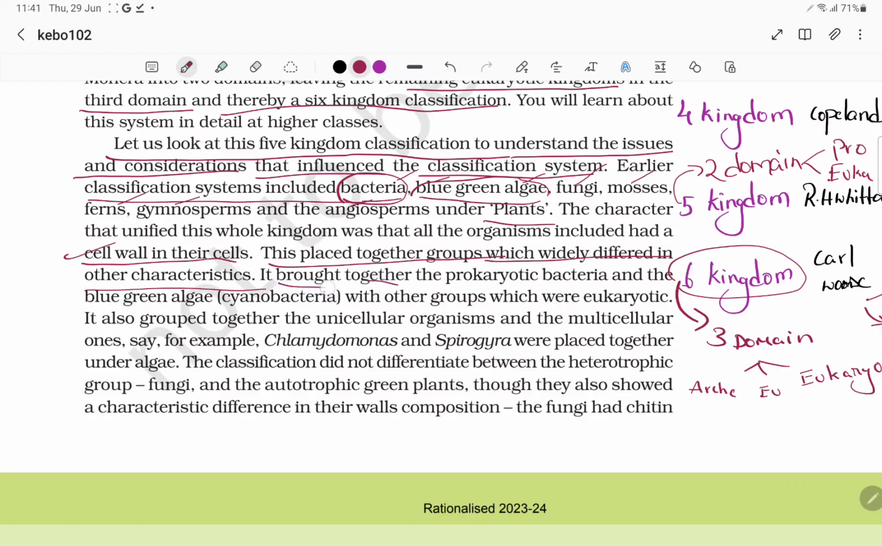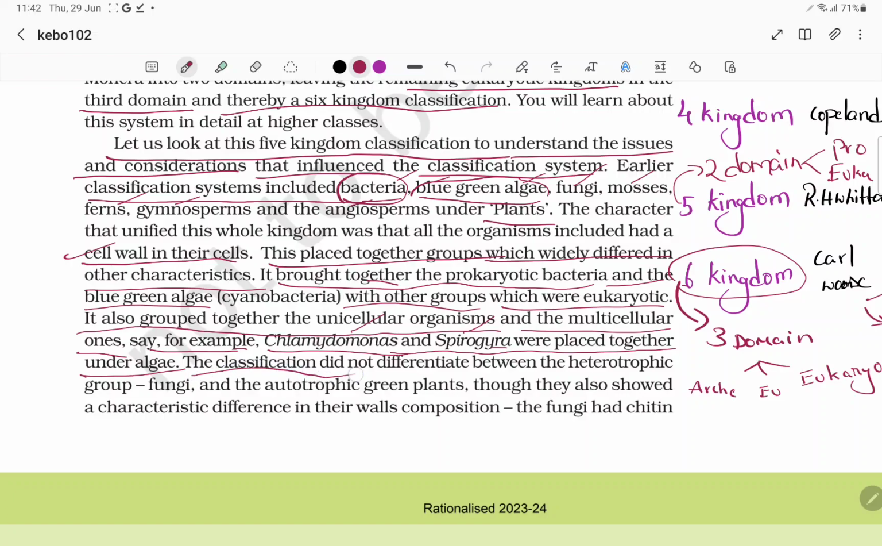It brought together the prokaryotic bacteria and the blue-green algae with other groups which were eukaryotic. They also grouped together the unicellular organisms and the multicellular ones. For example, Chlamydomonas and Spirogyra. They both are placed together under kingdom Algae because they both are photosynthetic in nature. And this is unicellular and this is multicellular, filamentous algae. But they are placed under the same category.